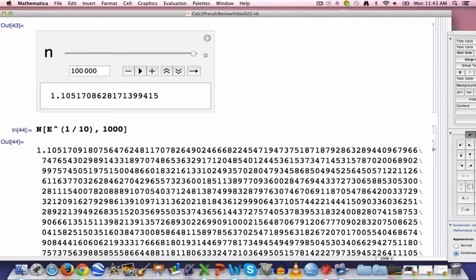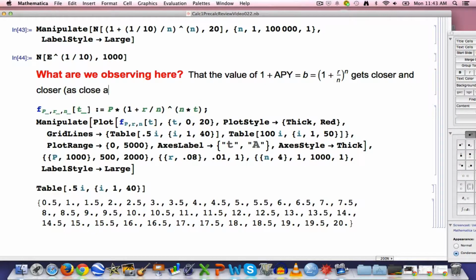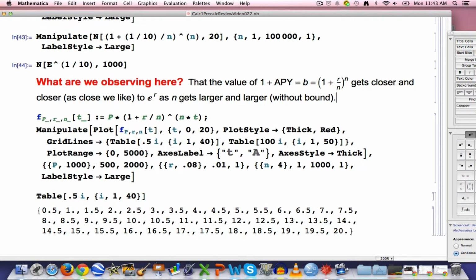Right? So let's be more precise. Let's try to describe first of all what we are observing here. We are observing that the value of 1 plus the APY, which is b, the annual growth factor, which equals (1 + r/n)^n, gets closer and closer, as close as we like, you might say, to the value of e raised to the r power, which when r is 1 is going to be e to the first power, or just the number e, as n, the number of compounding periods, gets larger and larger, without bound, to be a bit more precise. That's what we are observing.